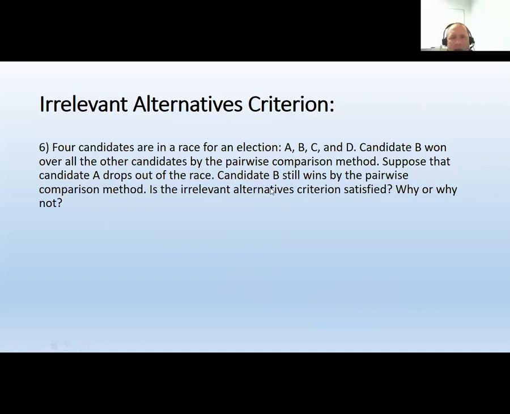It's been satisfied, because if you have a certain number of candidates and one candidate wins, and the only change in a re-election is that one or more candidates drop out, then the candidate that won the original election should still win. If the same candidate wins after one or more candidates drop out, then it's satisfied. So this one's going to be yes. All right. Does anybody have any questions on that one?